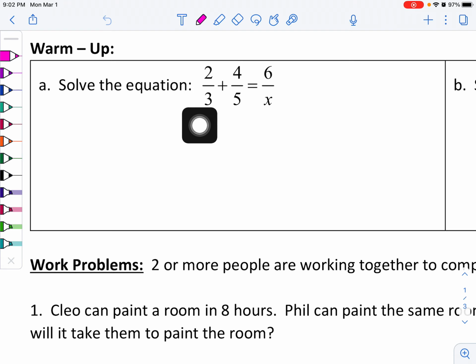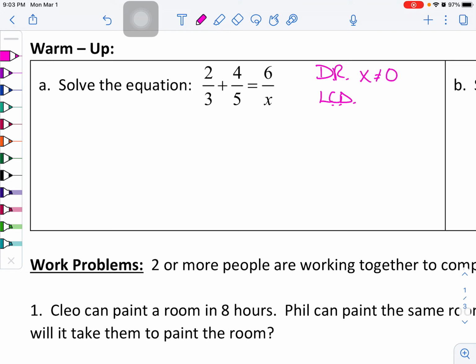So first thing I want to look for, because this is a rational equation, is to see if I have any domain restrictions. So I'm going to look at my denominators. I can't make 3 equal to 0. I can't make 5 equal to 0, but I can make x equal to 0. So I'm going to put off to the side, my domain restriction is that x cannot equal 0.